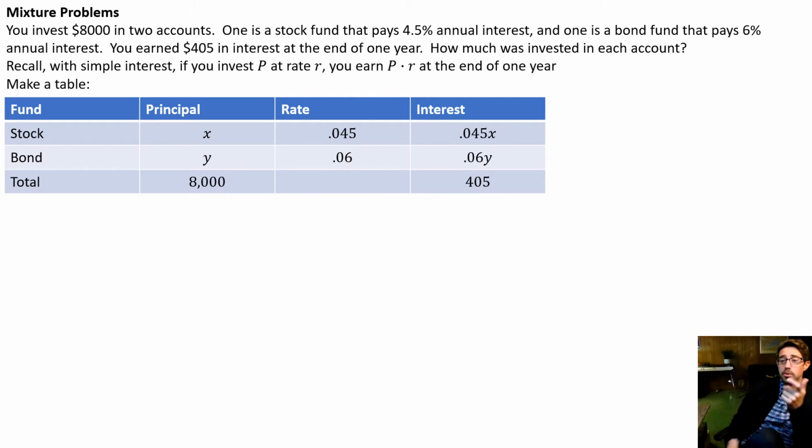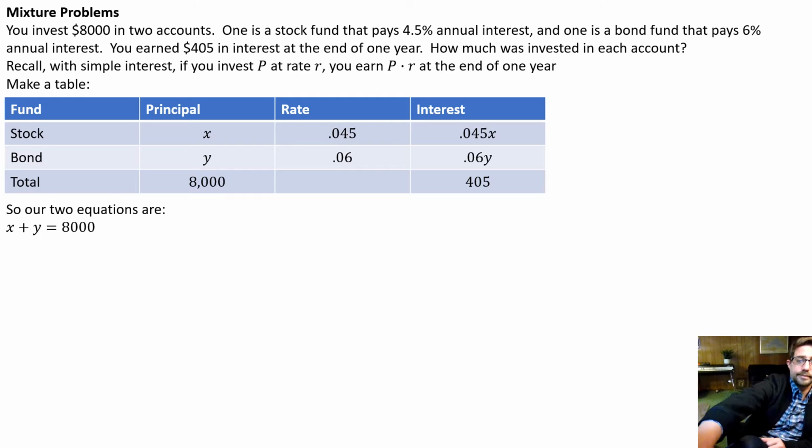All right, and then your 2 equations come right out of the table. X plus Y is 8,000, and 0.045X plus 0.06Y equals 405. If that makes perfect sense to you, then maybe you can not make a table on a money problem like this. Just say, okay, 4.5% of X plus 6% of Y equals 405, because that's your second equation. There they are.